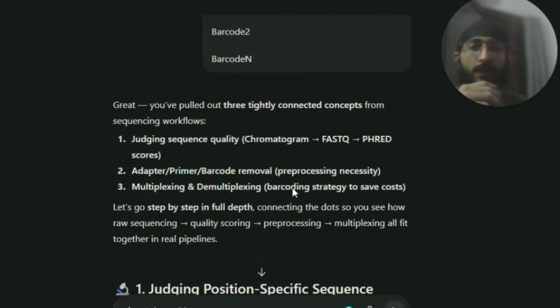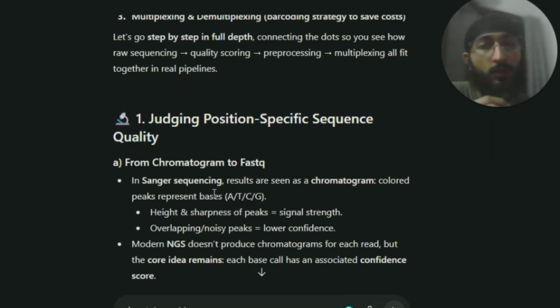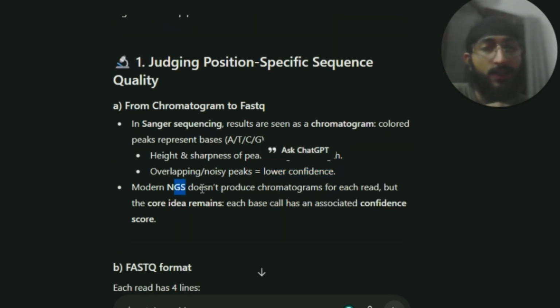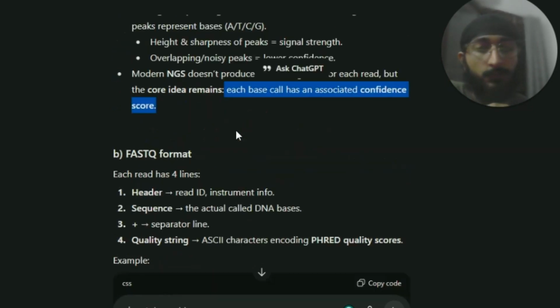So basically now we have to talk about judging position-specific sequence quality, from chromatogram to FastQ. In Sanger sequencing, results are seen as a chromatogram. Colored peaks represent bases A, T, C, or G. The height and sharpness of peaks denote the signal strength, and overlapping or noisy peaks denote lower confidence. Now, modern NGS doesn't produce chromatograms for each read, but the core idea remains the same. That is, each base call has an associated confidence score. Now, FastQ format.